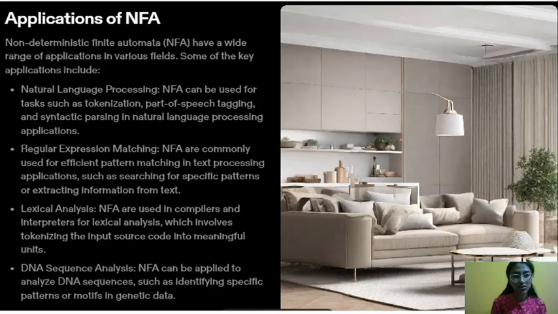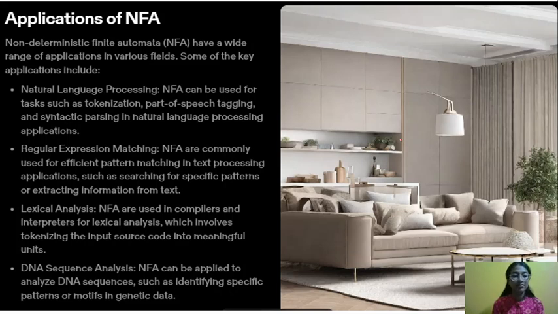What are the applications of NFA? As we all know, there is a wide range of applications in various fields. The first application is natural language processing, where NFA can be used for tasks such as tokenization, part of speech tagging, and syntactic parsing. And also it is used in regular expression matching. These are commonly used for efficient pattern matching in text processing applications such as searching for specific patterns or extracting information from text.